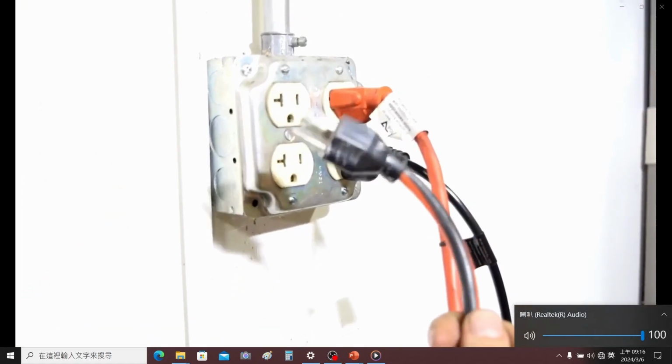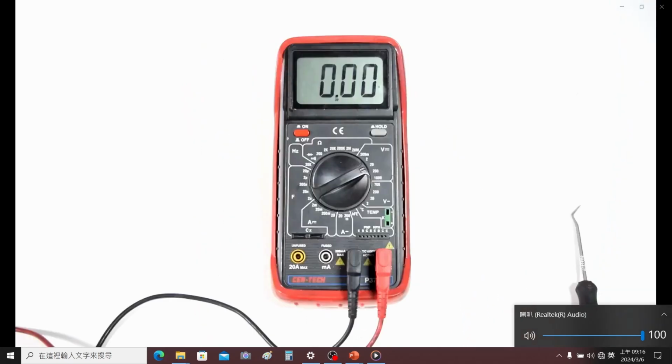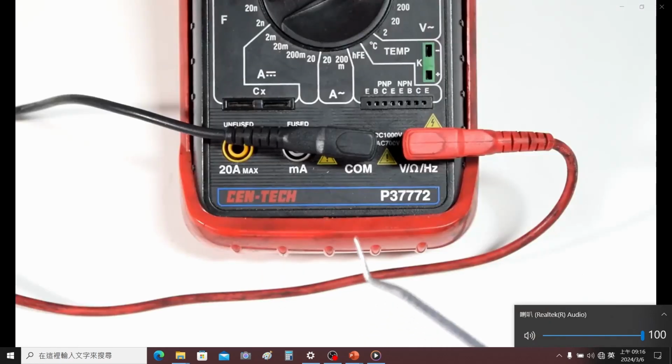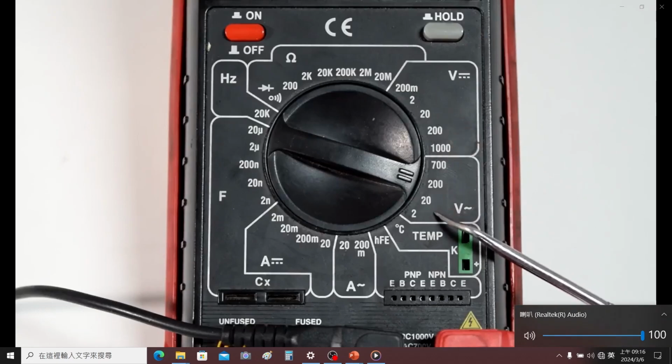And basically, any device that plugs into your wall socket uses AC voltage. And AC stands for alternating current. And when measuring for AC voltage, your black test lead stays in the same place, obviously, and your red test lead stays in the same place, since again, we're measuring voltage. But you'll need to switch your dial from DC voltage to the AC voltage area, and you know that by this wave sign next to the V here.